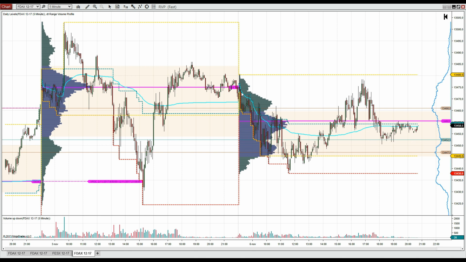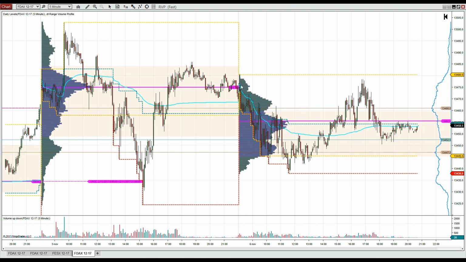So what is the initial balance? The initial balance is basically the first hour of trading, high and low of that hour. In the DAX we take the first 2 hours, as the first hour the underlying market is still closed and it's not considered to be significant in terms of price levels.